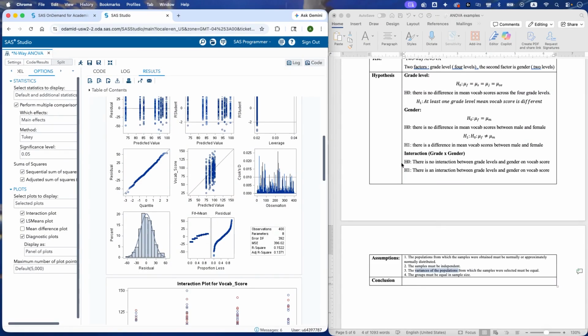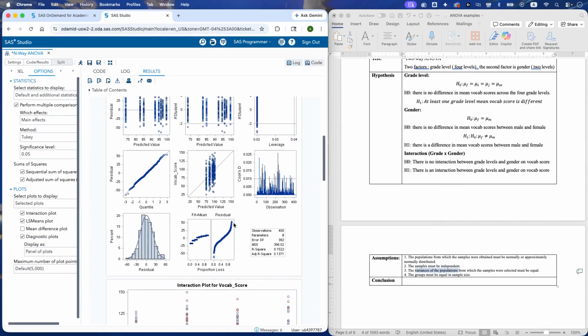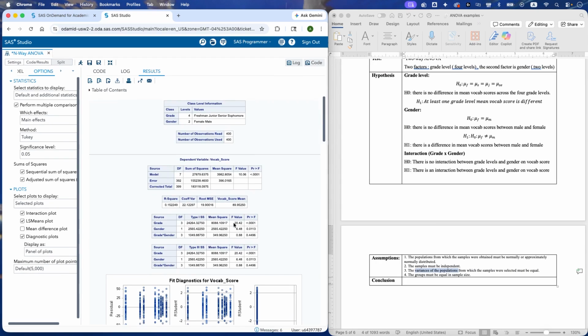After that, let me go back and look at, as I said, these 400 observations, and all of them are used. Then what we look at first is the ANOVA table, which has the model, the error, and the corrected total. And we look at the p-value. This is the overall model.